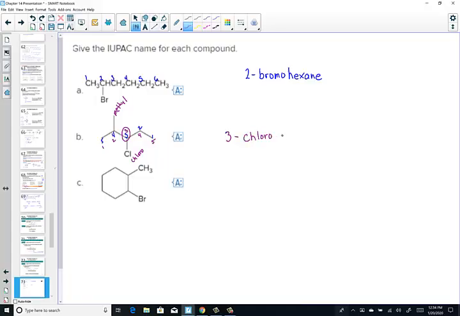3-chloro, 2-methyl, and that's a 5-membered branch, so pentane, alphabetized.